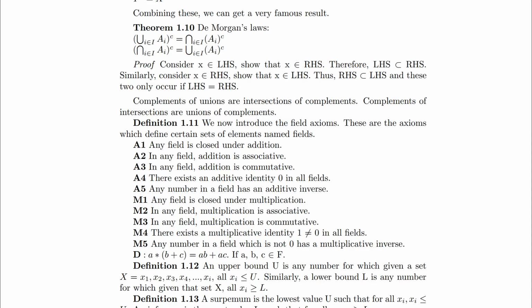Now, if you wish to prove this, we can consider x to be in the left hand side and show that x is in the right hand side. Therefore, the left hand side would be a subset of the right hand side. Similarly, consider that x is in the right hand side and show that x is in the left hand side. The right hand side is a subset of the left hand side. And the right hand side can only be a subset of the left hand side, and the left hand side a subset of the right hand side, if the left hand side and the right hand side are equal. So this is how you would prove De Morgan's laws.